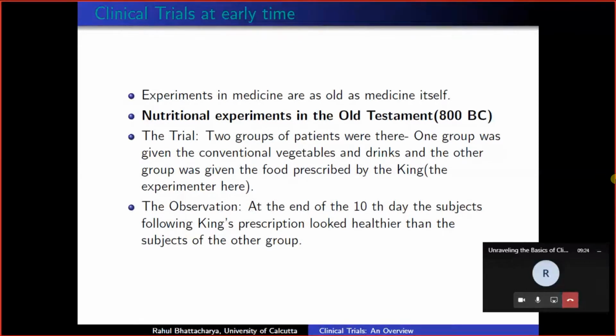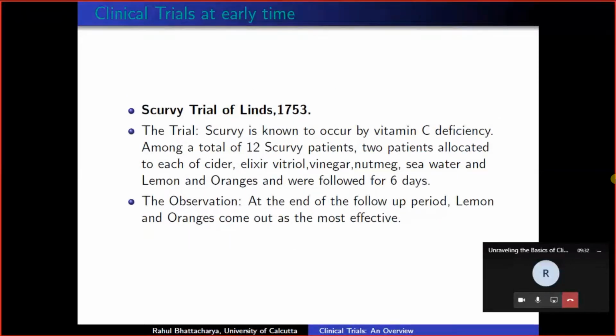Next is a little bit new. It is the scurvy trial of Lind. It was conducted in 1753. The trial is like that. Scurvy is known to occur by the deficiency of vitamin C. Among a total of 12 scurvy patients, two patients were allocated to each of 6 treatments, or 6 promising substances: cider, elixir, vitriol, vinegar, nutmeg, seawater, lemon, and oranges.